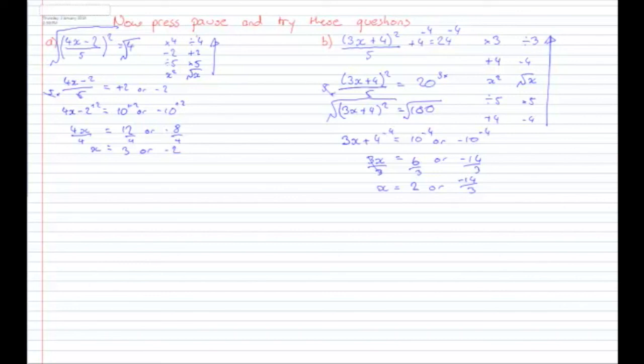Okay, so now you can see that I've written out my story to find out what x is equal to, followed the magic arrow and gone down to find out that x is equal to 3 or x is equal to negative 2 for the first question. And I've done the same over here, writing out my story, going back up the magic arrow to find that x is equal to 2 or x is equal to negative 14 over 3. Now when you get an answer like negative 14 over 3, leave it as a fraction rather than writing it as a decimal.